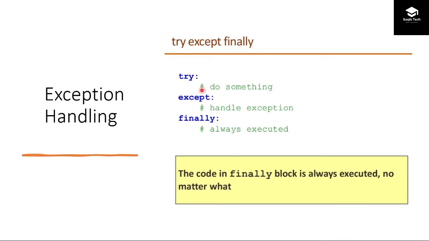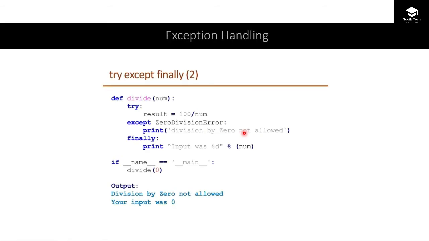Another thing is try, except, finally. Now try and except are clear to you. Finally is a keyword that is always executed. Whether there is an exception or no exception, finally will always be executed. Keeping this in mind, let's look at the example.